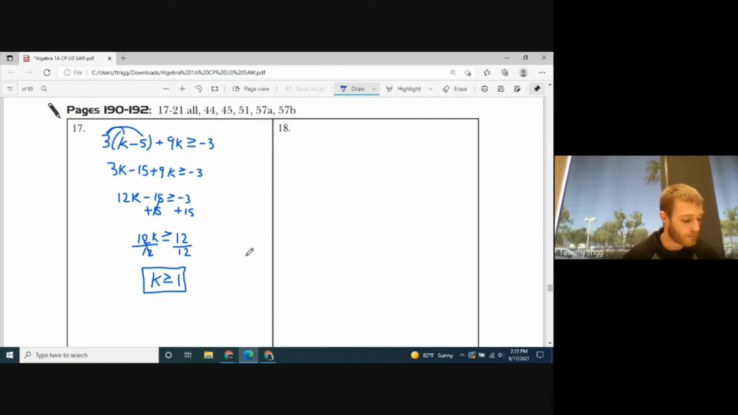Let's take a look at the next one, number 18. So here we have a negative in front of this parentheses, 7c minus 18, and then minus 2c, and this needs to be greater than 0. So let's go ahead and distribute this negative here. So that's going to be negative 7c plus 18 minus 2c is greater than 0. Again, I just distributed this negative. That's going to change the signs here. That's why this is now a negative 7c and a positive 18.